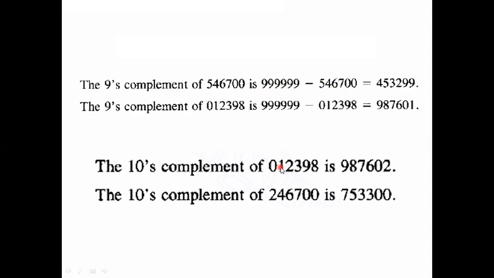Now we are doing one example of how to calculate the 10's complement. What is the given number here? This is the given number: 012398. For this we are calculating the 10's complement. How to calculate the 10's complement? First we calculate the 9's complement. Here how many digits are there? 6 digits. So 9, 9, 9.